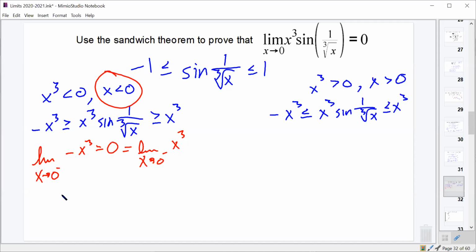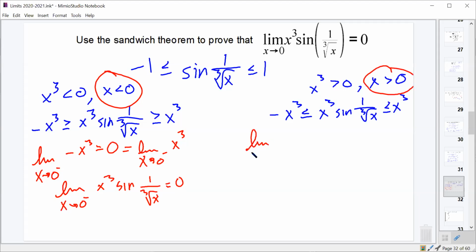Okay, so that tells us then, using the sandwich theorem, that the limit as x approaches 0 from the left of x cubed sine of 1 over the cube root of x is also 0, but that only tells us the left-hand limit. So over here, what are we going to have to do? We're going to have to do it with a right-hand limit. Right-hand limit, exactly.